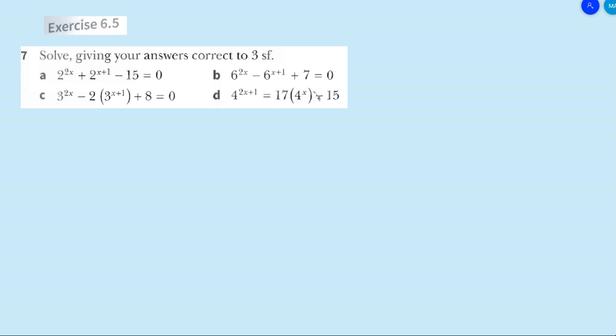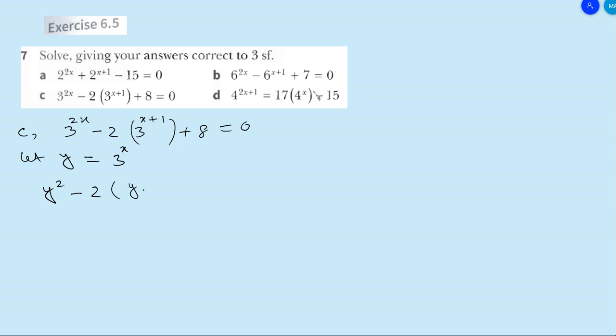Part C is 3 to the power 2x minus 2 into 3 to the power x plus 1 plus 8 is equal to 0. So if you let y is equal to 3 to the power x, it will be y square minus 2 into y into 3 plus 8 is equal to 0.